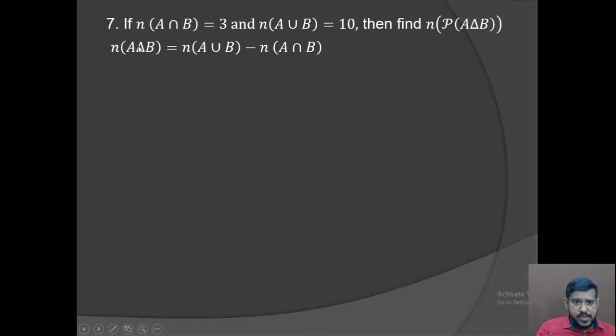Right. So n of A symmetric difference B is equal to n of A union B minus n of A intersection B. It is given in the question itself. The value of n of A union B is 10 and n of A intersection B is 3.